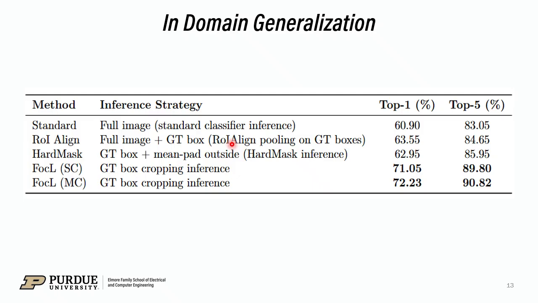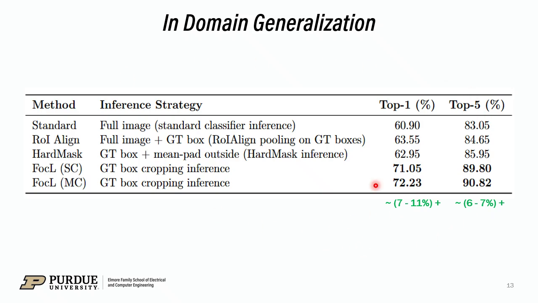From the results, we can see that FocL has a close to 7 to 11% top-1 improvement across the baselines, and we can also see from top-5 that there are significant improvements. One key thing to note is that between FocL single crop and multi-crop, there is a bit of difference, which shows the effect of the multiple glimpses that it learns, and the inductive bias that we wanted to put into this setup. Okay, this is in-domain generalization.